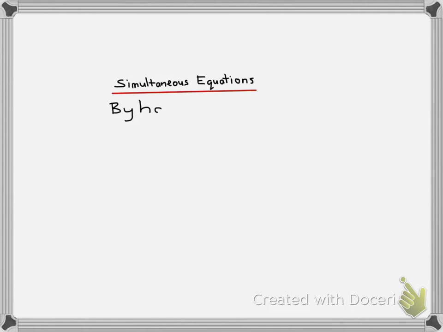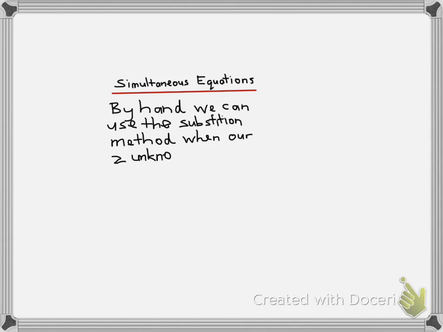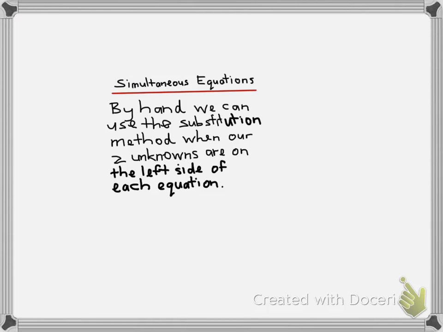In this lesson we're going to look at simultaneous equations. By hand we can use the substitution method when our two unknowns are on the left hand side of each equation.